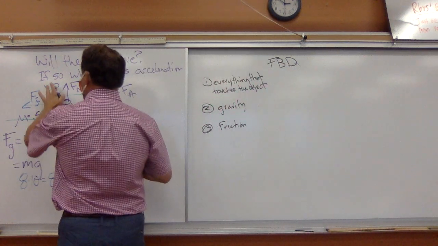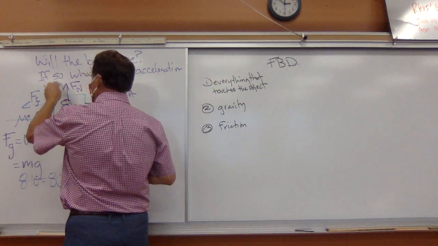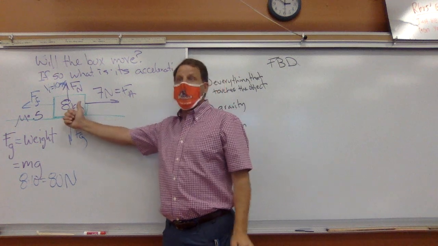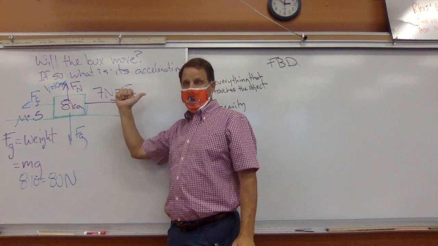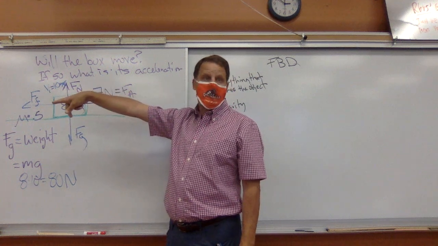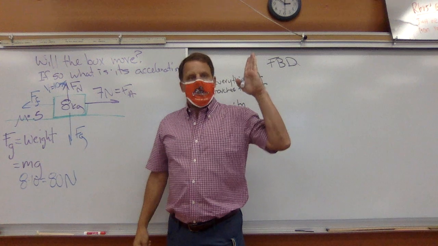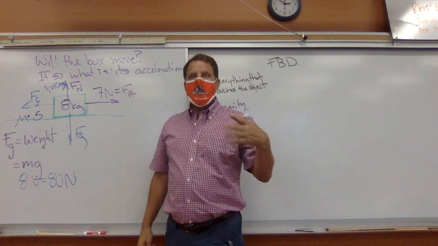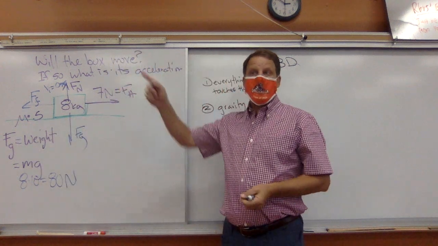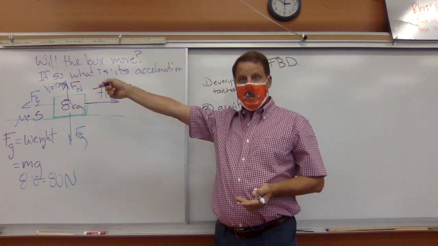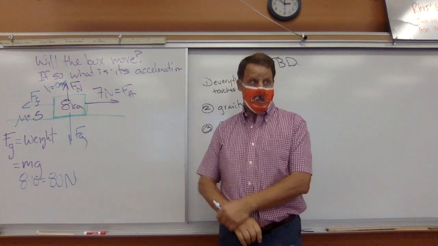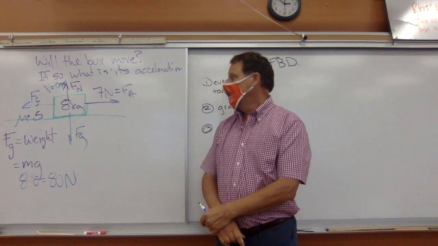Now, if this initial velocity was 10 meters per second, okay, then it would actually be moving, okay? And then our force of friction would be going in the opposite direction of motion. So it's opposite of the motion or potential motion. So we're going to go back to this 0 meters per second. And so in both cases, this frictional force is going to be to the left because our applied force is to the right. Does that make sense?